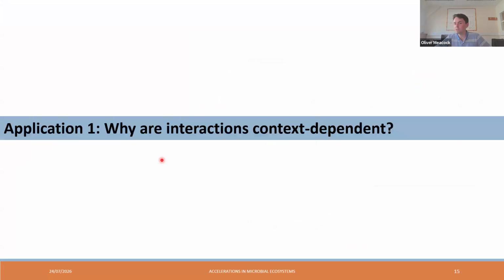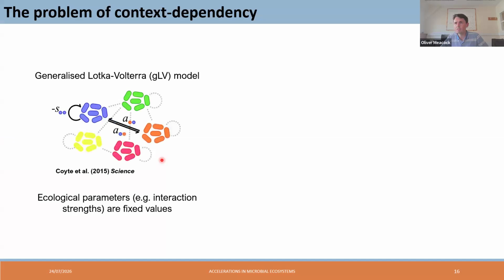All right, so moving on to the applications now. I'm going to start by asking why it is that interactions are context dependent and whether or not this framework can help us to understand these context dependencies. So firstly, what are context dependencies? If we think about these Lotka-Volterra models, we have these fixed interaction strengths which represent the growth rate impact of different populations on one another.